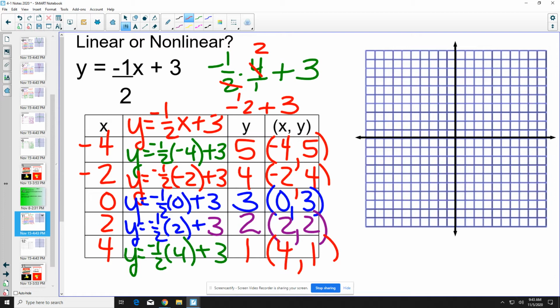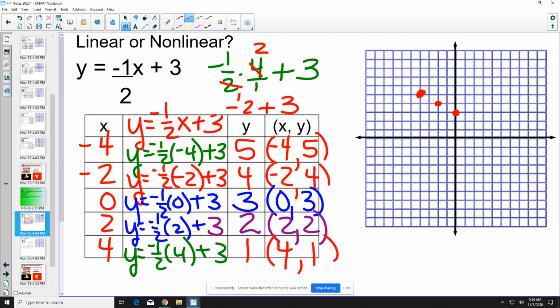Okay, my first point is negative 4, 5. I'm going to go left 4, up 5. My next point is negative 2, 4. I'm going to go left 2, up 4. My last point is 0, 3. 0, 3 means don't go left or right, and then go up 3.